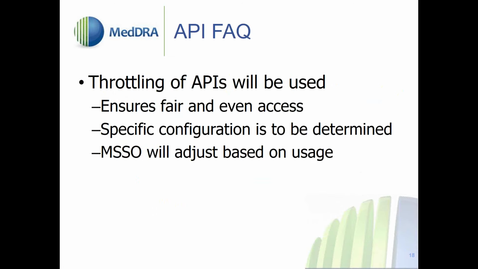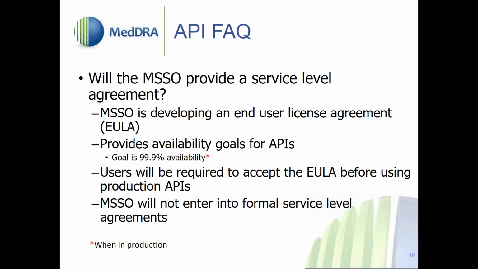We will use throttling technology when the APIs are in the production environment to ensure fair and even access. We have yet to determine what that configuration is, but we will adjust that based on the usage. We are developing a service level agreement to go with the APIs. It will provide some availability goals. Our goal is to, at a minimum, provide 99.9% availability.